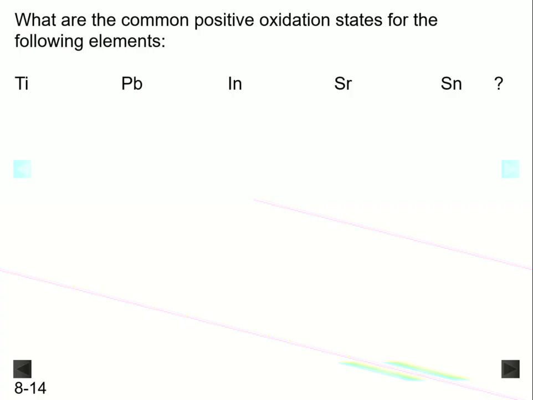So here's a series of elements. Ti, that's titanium, Pb, lead, In, which is indium, Sr, which is strontium, and Sn, which is tin. So let's look at the common positive oxidation states for these elements. And once you see these, I think you'll see that it's not particularly difficult to predict these oxidation states or to simply know what they are.